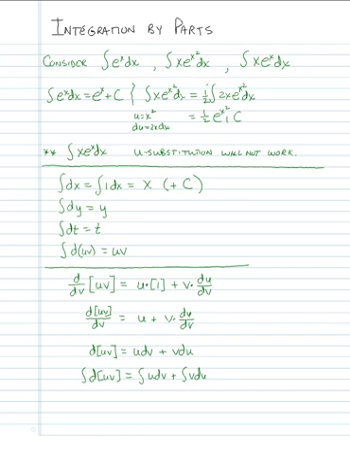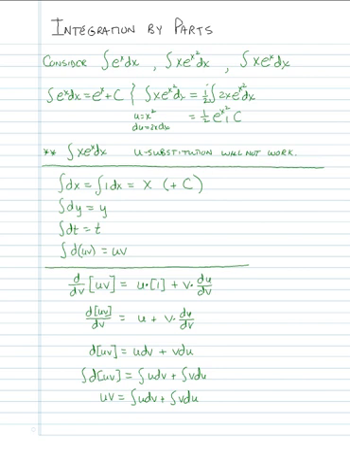Now, as we discussed up above, the integral d whatever is just that variable or variable expression. So on the left side, we simply have uv. And on the right side, we have the integral of u dv plus the integral of v du.